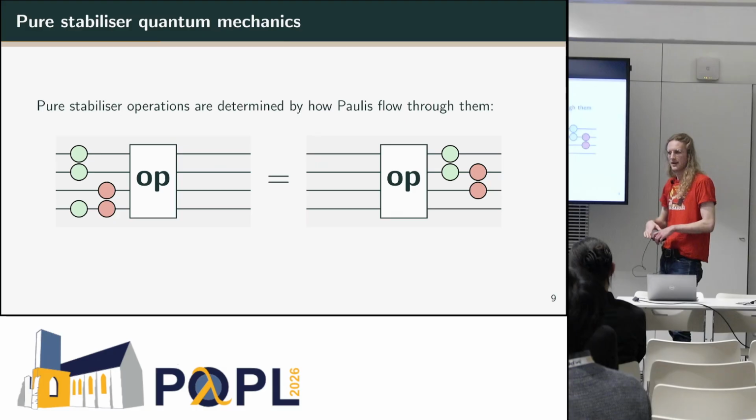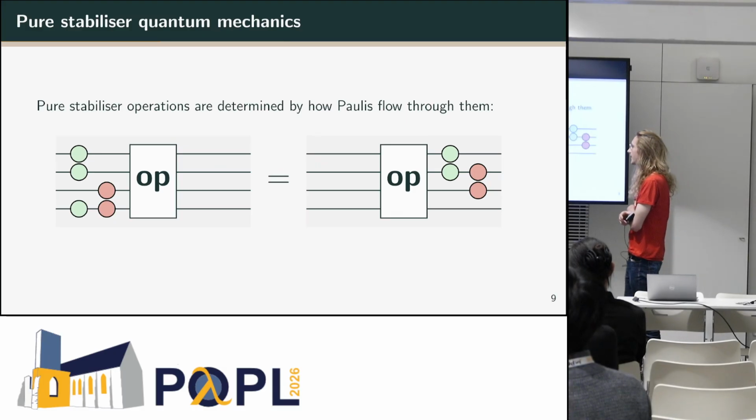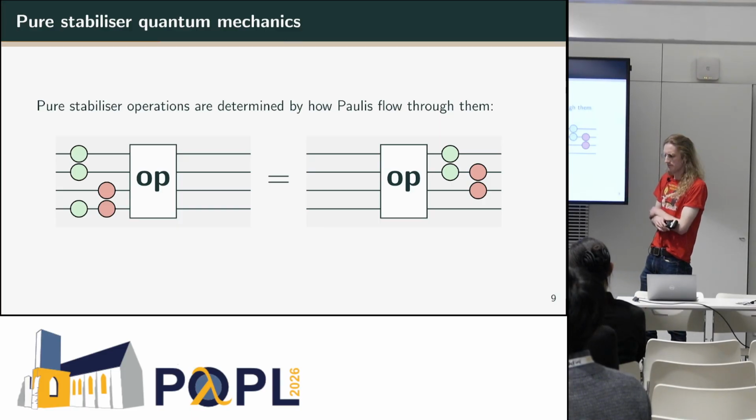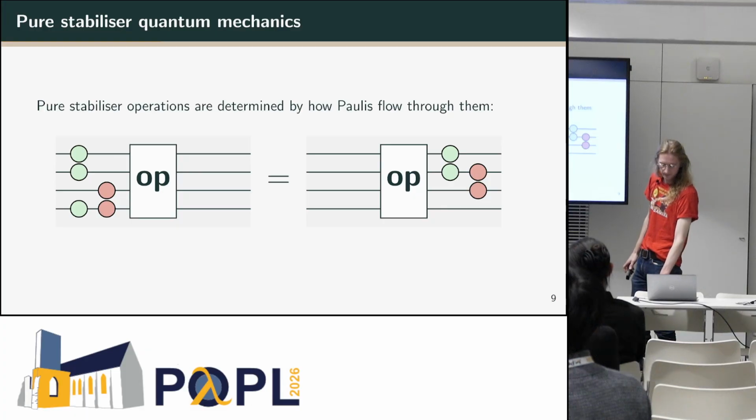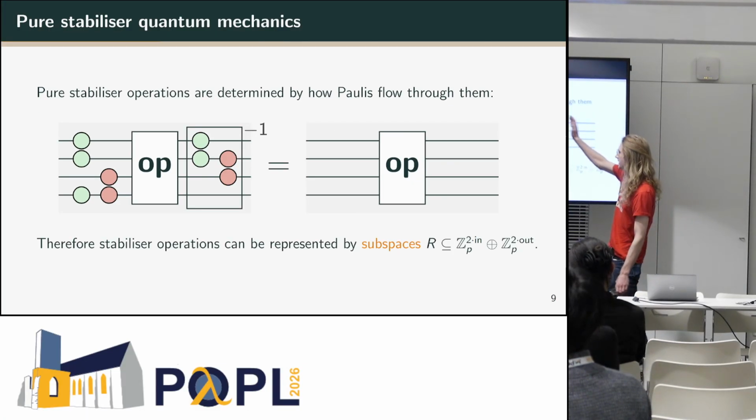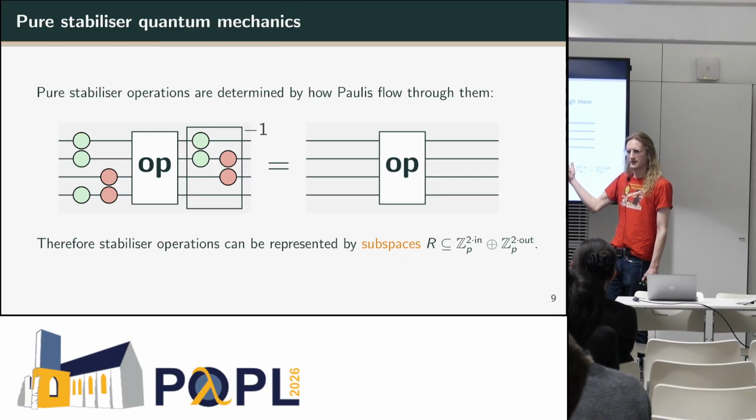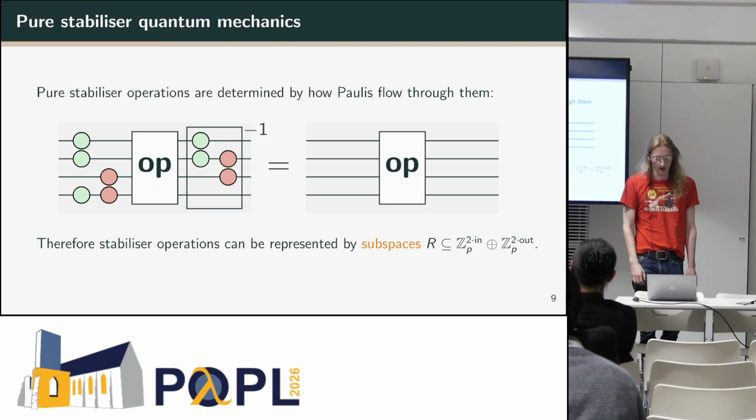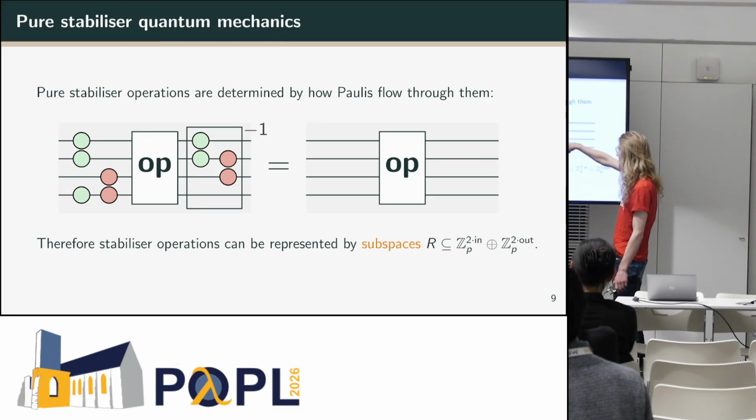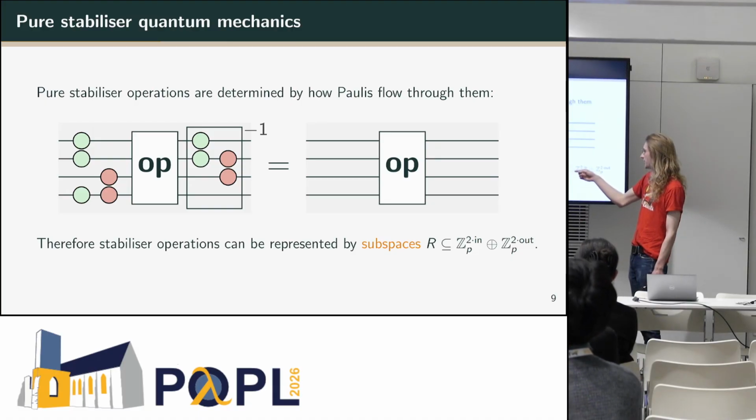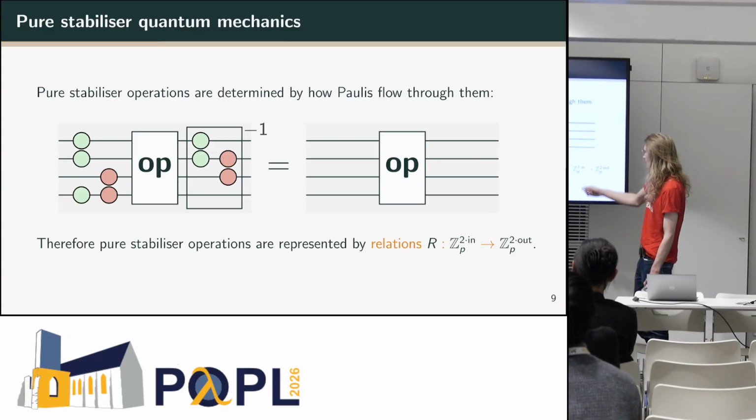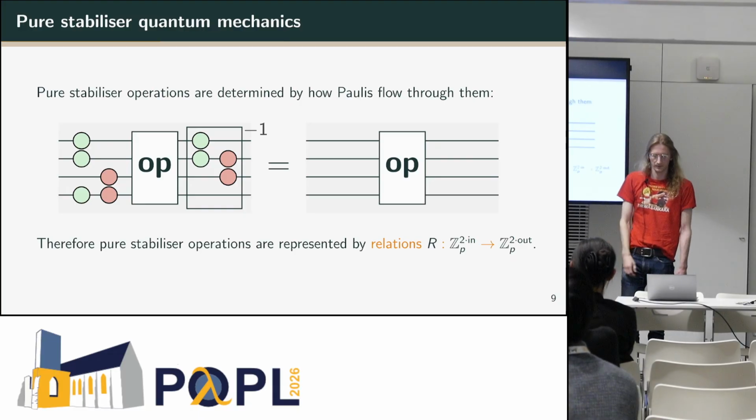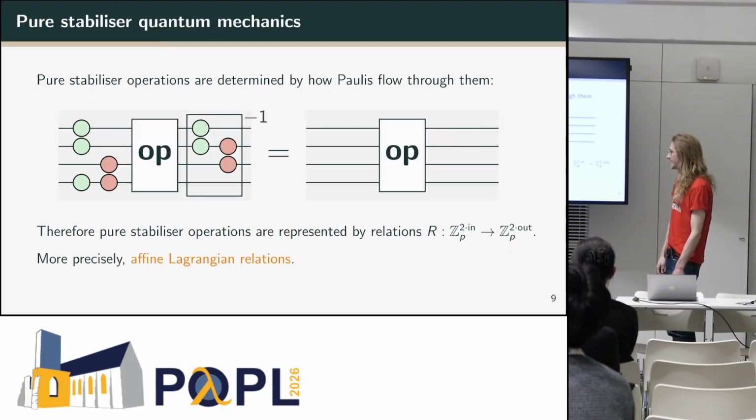But like I said before, we don't want to just have stabilizer states. We also need more complicated operations. So if you just have some pure stabilizer circuit, then you can determine it in the same kind of way as for states, in terms of how the Paulis flow through the operator. So if you take the Paulis on the right and you take the inverse, then now you have pairs of Pauli operators which act trivially on the operation. So we can think of such a pure stabilizer operation as a subspace, where the input dimension is on the left here and the output dimension is on the right. And in fact, we can think of this not just as a normal subspace, but as a relation, because there's some direction to what's in the input and what's in the output. And again, more precisely, this is an affine Lagrangian relation.